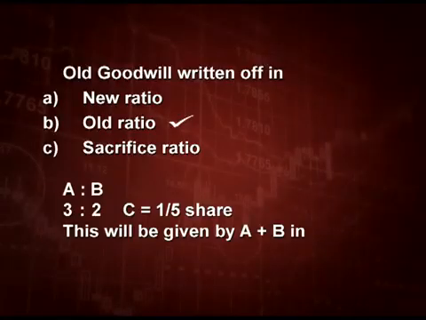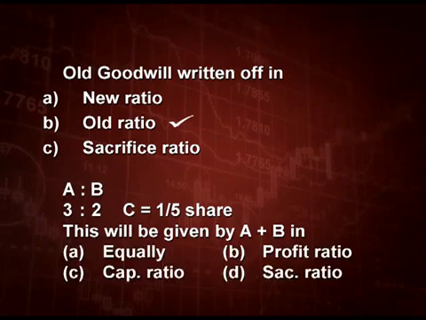Second question, A and B 3:2, C is admitted for 1/5 share. Now, this will be given by A and B in which ratio? Equally, profit ratio, capital ratio, sacrificing ratio. This is a very good question. Please see again, which ratio will A and B give to C? Equally? No. Profit ratio? Maybe. Capital ratio? Can be. Sacrificing ratio?